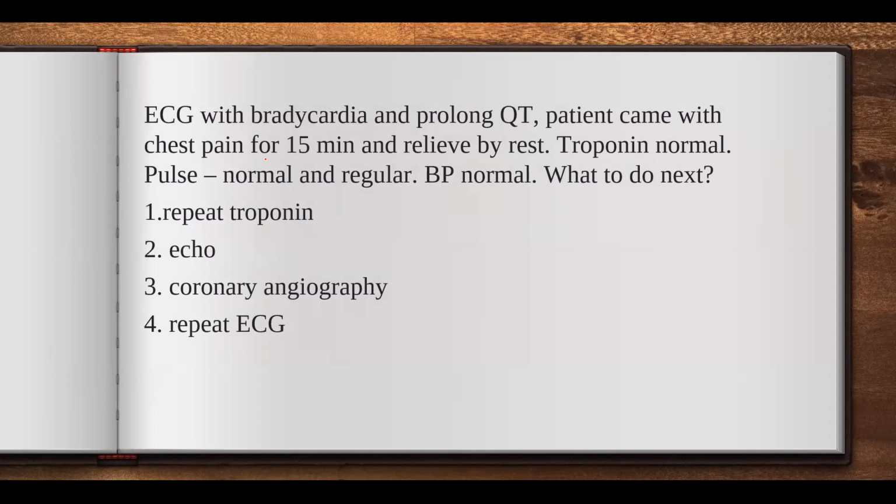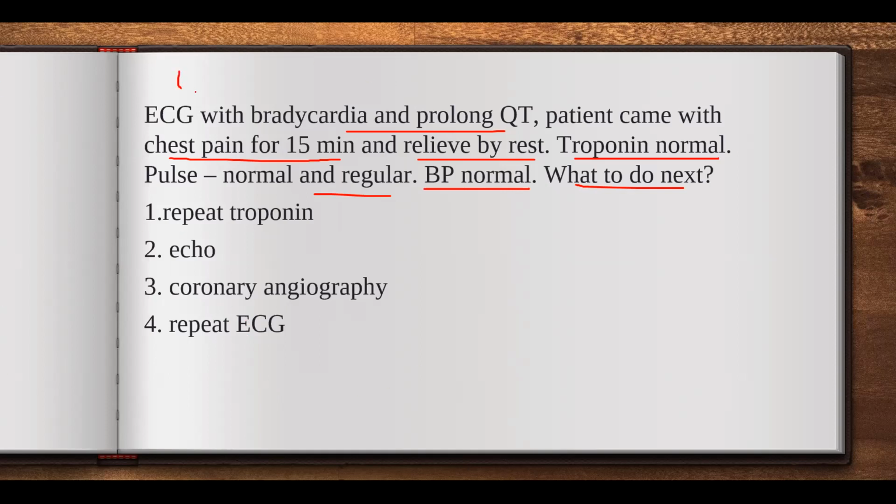Next, ECG with bradycardia and a prolonged QT syndrome. Patient came with chest pain for 15 minutes, relieved by rest. Troponin normal, pulse normal, regular, BP normal. What to do next? Repeat troponin, echo, coronary angiogram, repeat ECG. So remember, what is the time duration of stable angina? 5 to 10 minutes. Anything more than 10 minutes, you think something is not good. So this patient had chest pain for 15 minutes.